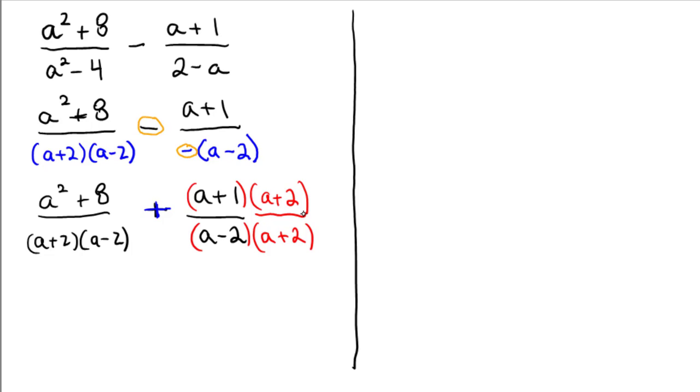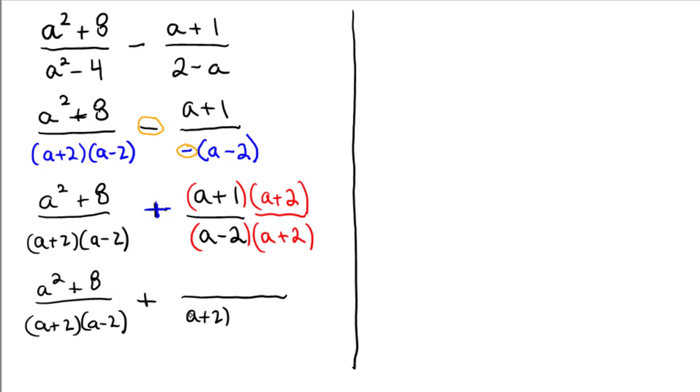Okay, so now what do we have? Well, now we have on the left a squared plus 8 over a plus 2 times a minus 2. And then on the right we have, in the denominator, you can see that it's still a plus 2 times a minus 2. I'll write them in the same order. And in the numerator, I'm now going to multiply out what we actually have. We have an a squared plus a plus 2a for the insides and the outsides. So that's plus 3a. And then I have plus 2.